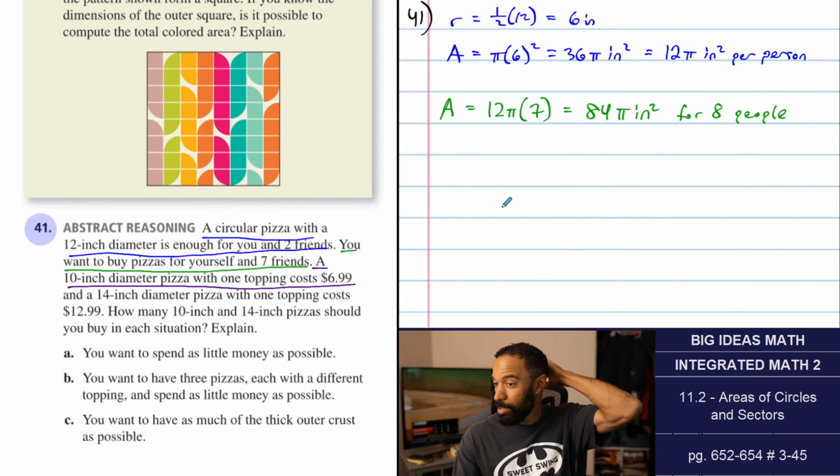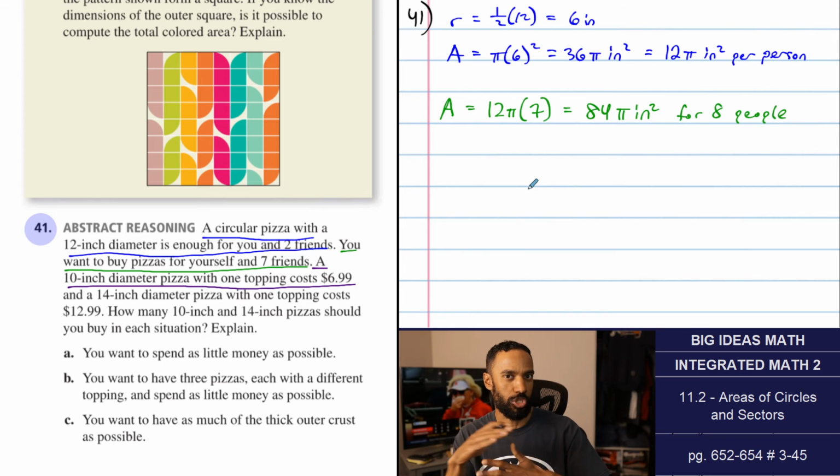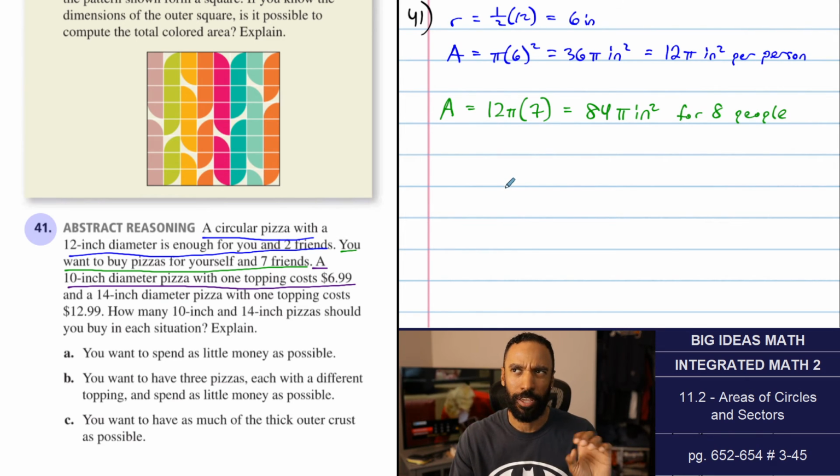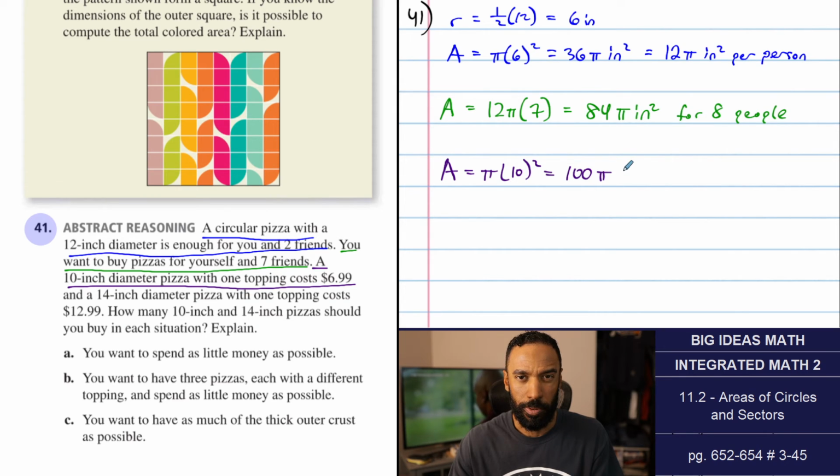So what I'm immediately thinking about right now is how many dollars per square inch, or how many square inches per dollar, I'm getting out of that. I forget which way you want to say the rate. I think dollars per square inch. The area for that one is pi times 10 squared, which is 100 pi. Did I say square inches per dollar? I said dollars per square inch, right? So the rate is $6.99 per 100 pi square inches.